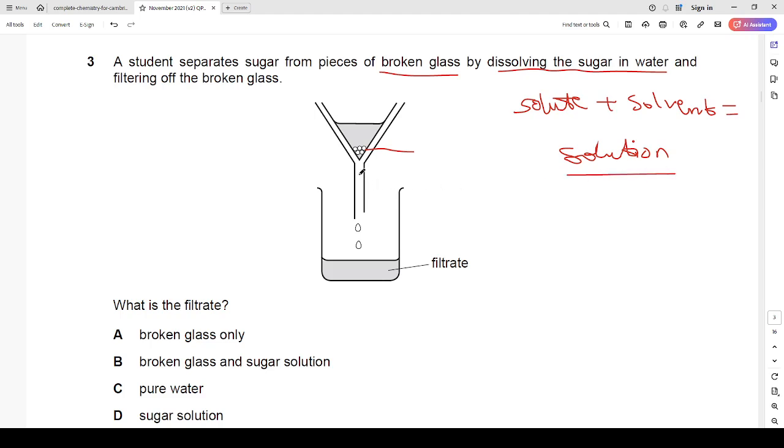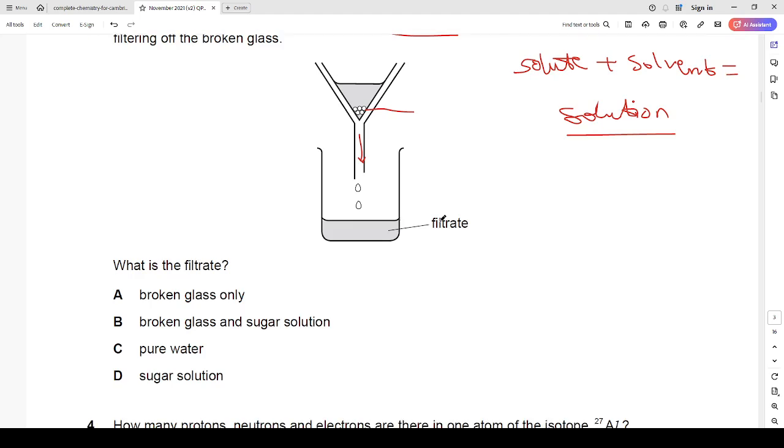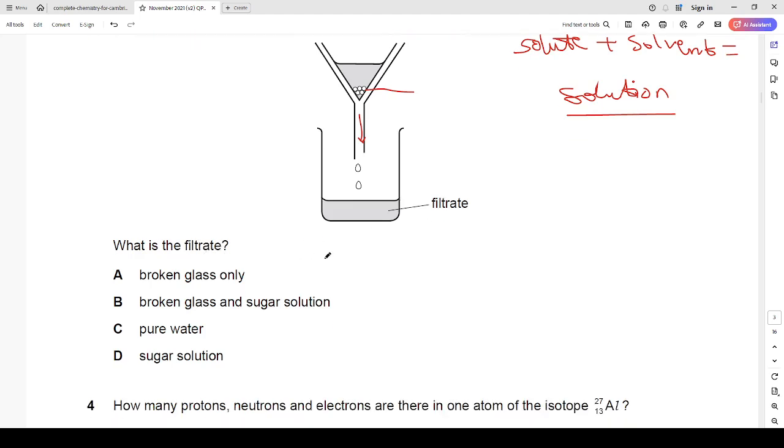Now, the sugar solution is the only component of this mixture that will pass through the filter paper, collected as filtrate. While the broken glass will be trapped on the filter paper as the residue. Now, the question is, what is the filtrate? Broken glass only. This is wrong. Broken glass and sugar solution. This is typically wrong. Pure water. This is wrong. The correct answer here is sugar solution.